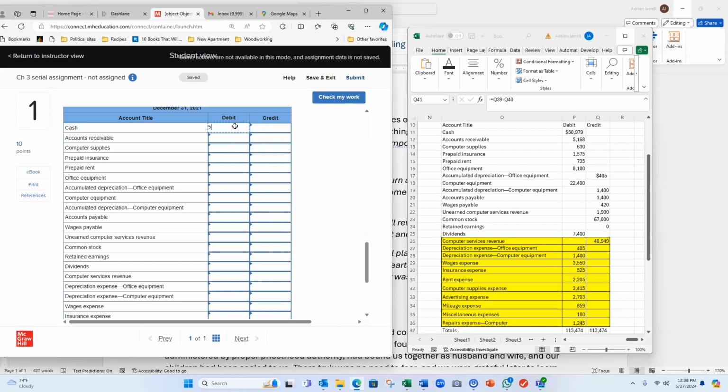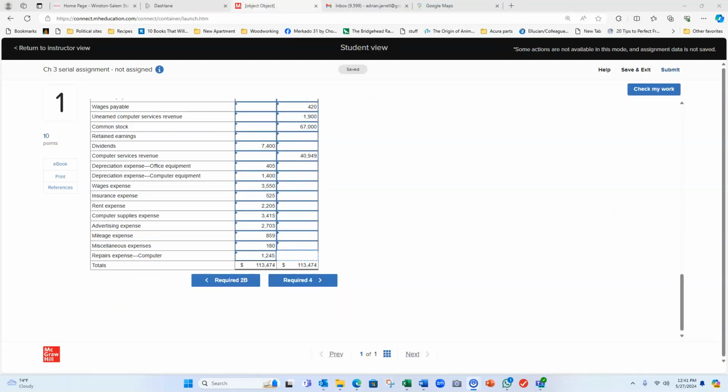Okay, cash 50,979, 5168. Oops. 630, 1575, 735, 8100, 405. Remember that the accumulated accounts or contra assets have a credit balance. Okay, I'll finish doing this offline. It's going to be too noisy to finish this up, but I just thought I'd check my work.